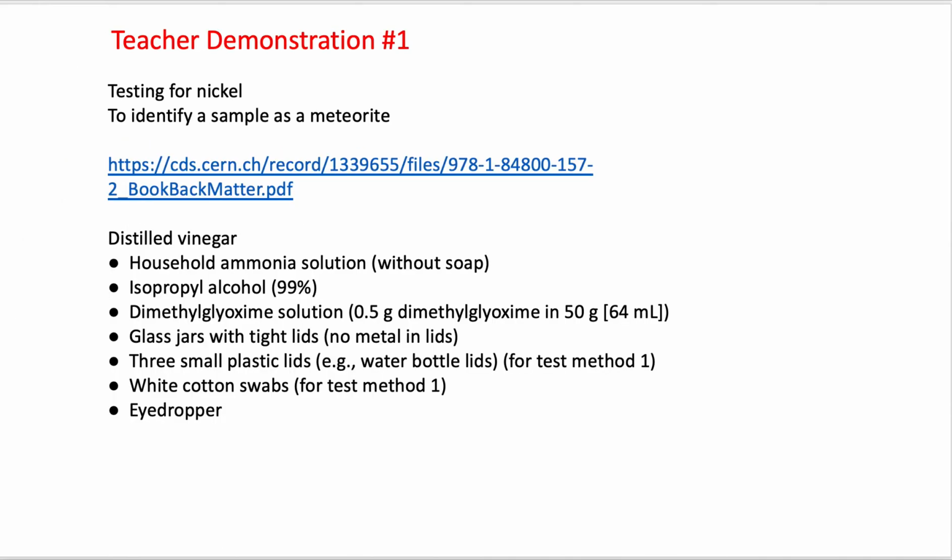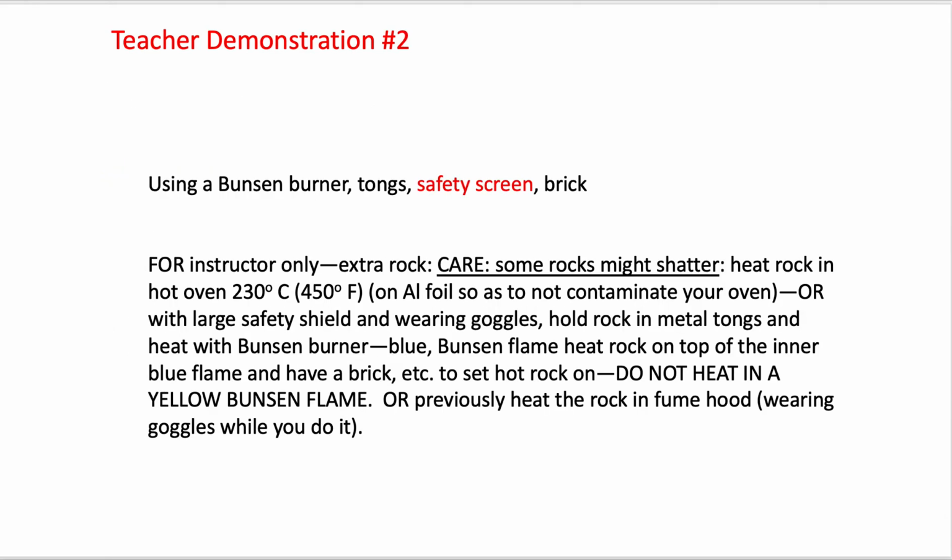And there are a couple of teacher demonstrations. Testing for nickel is a little more complex, and here is a link to go and see the method from CERN in Switzerland, and a list of the materials that you will need, because the metal in meteorites is going to be iron with a little bit of nickel.